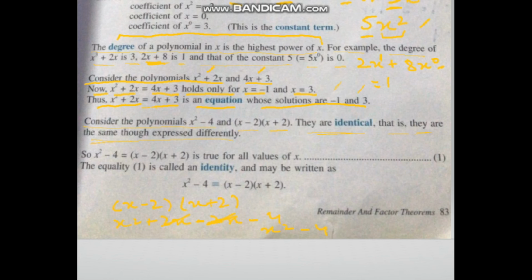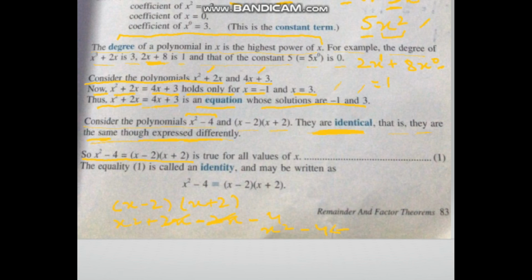Now you see that after multiplying, the polynomial that we get is x squared minus 4, which is the same as this. So now are you understanding why they were identical? This is why they were identical, because they both are the same though expressed differently. They are expressed differently, but when you solve them, they both are the same. That is why they are identical, and that is what being identical means.